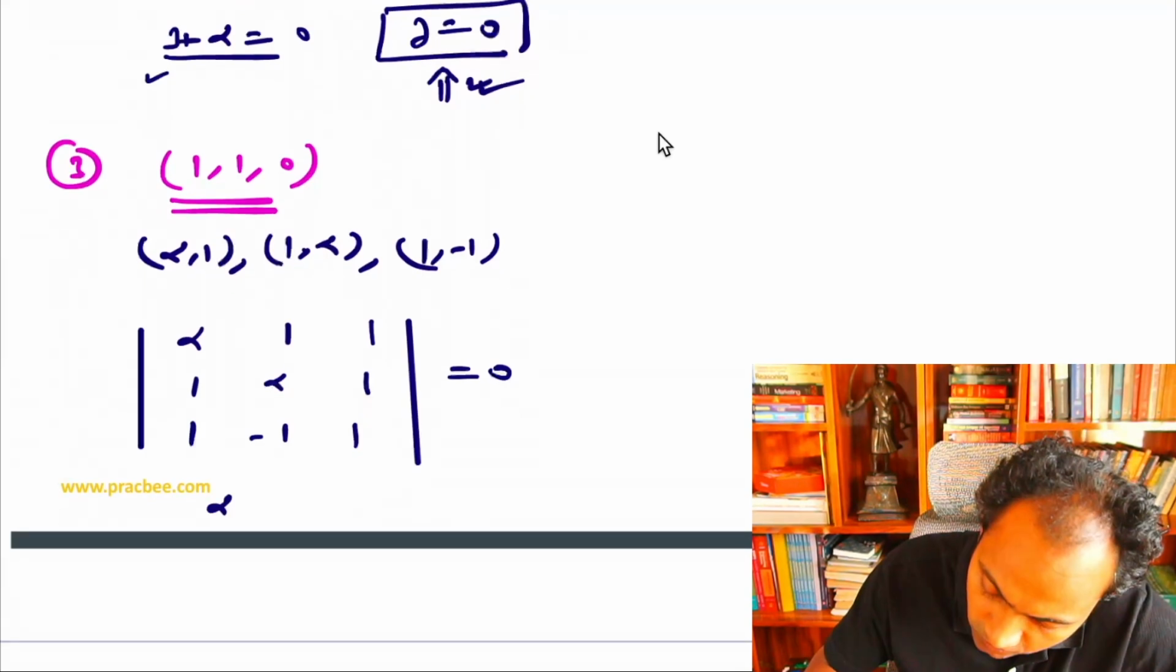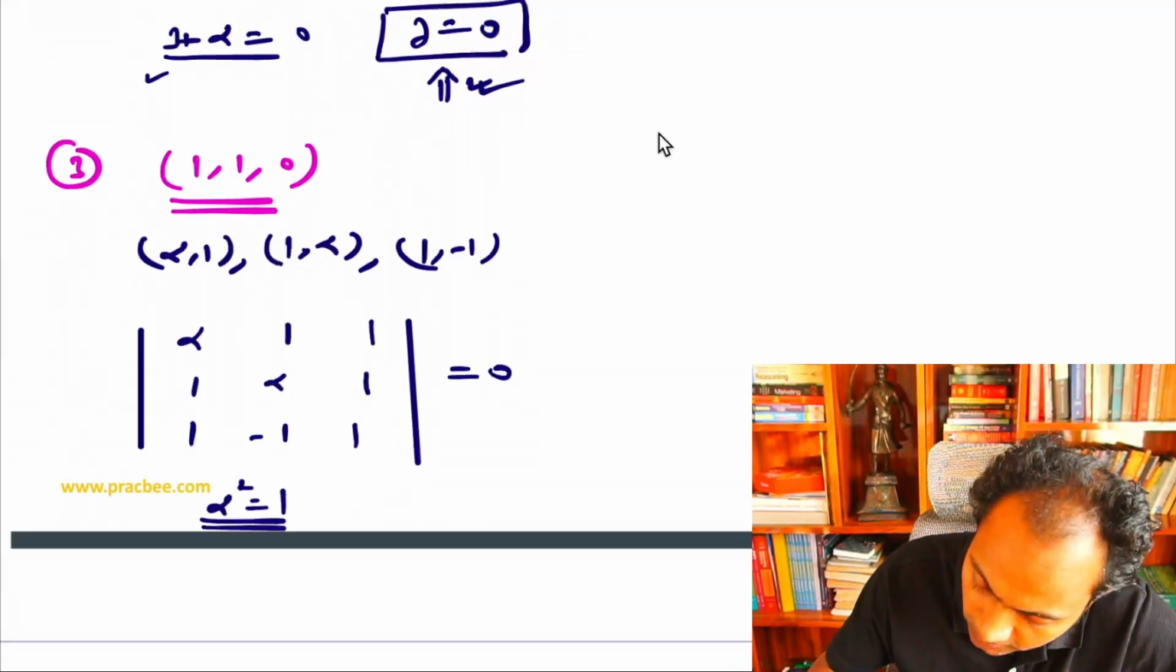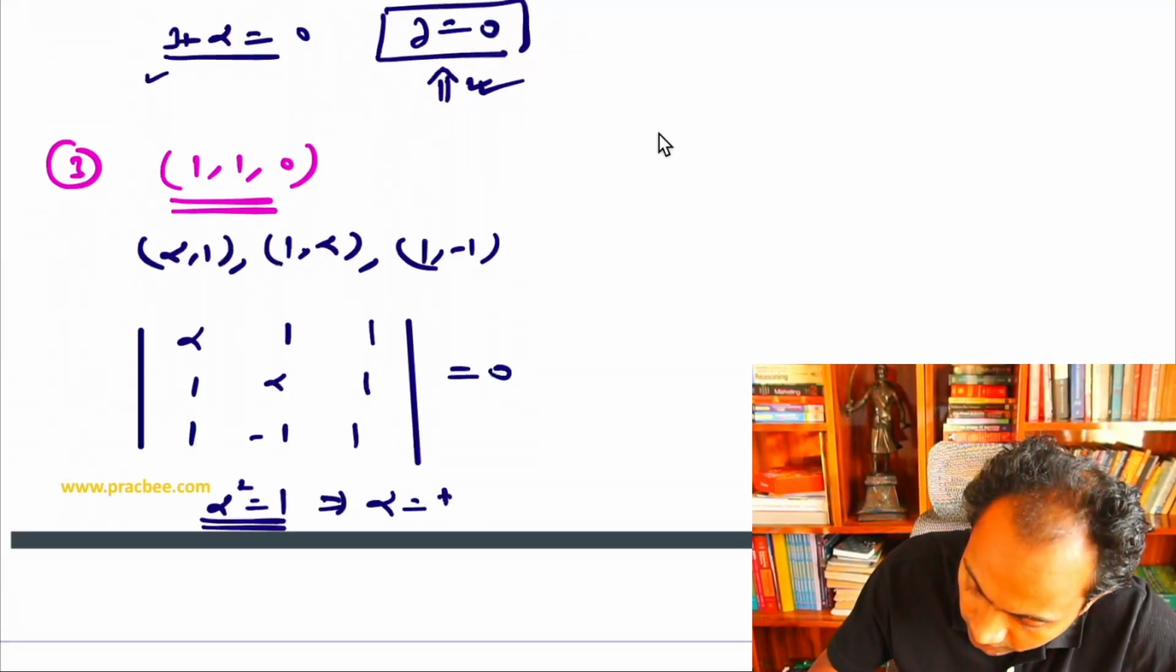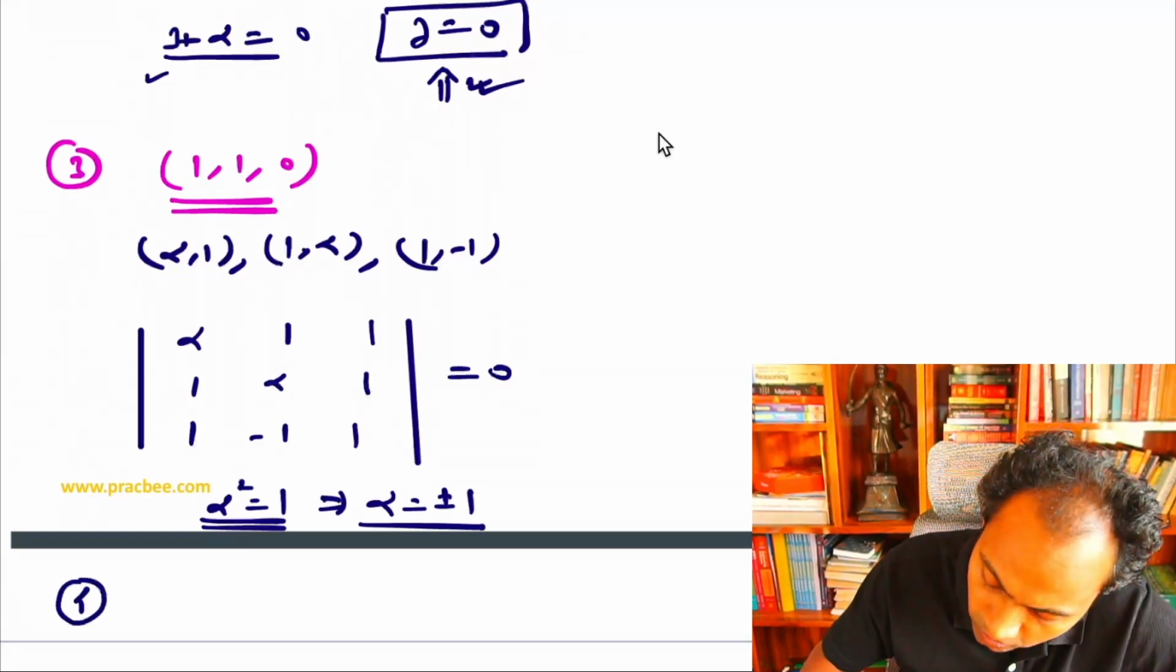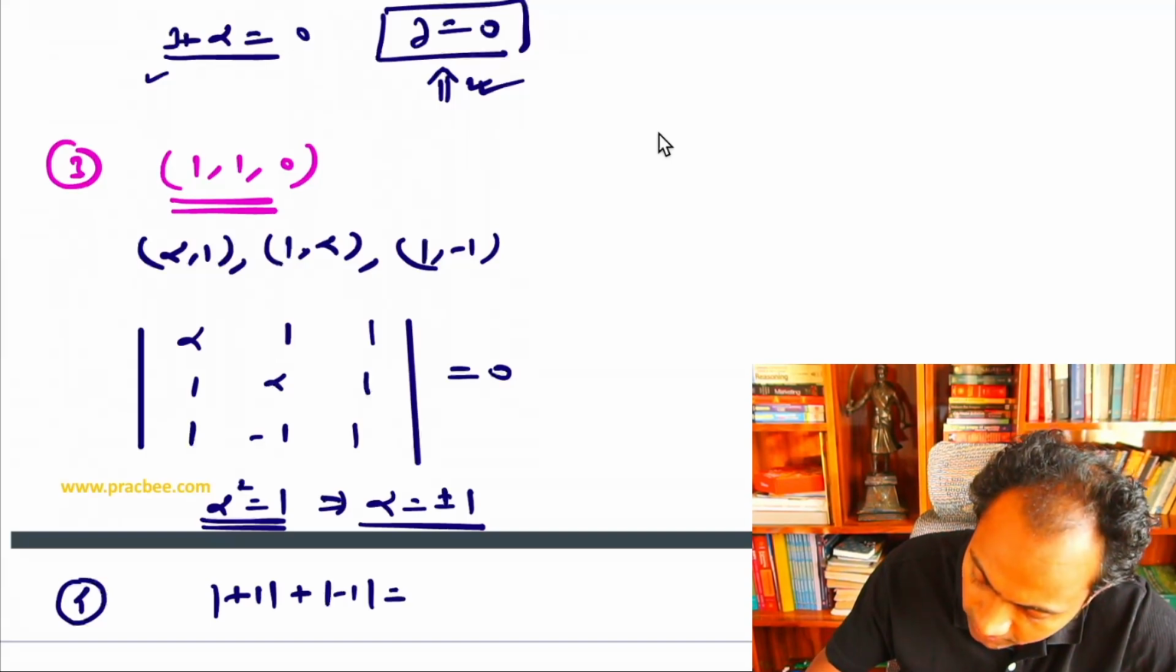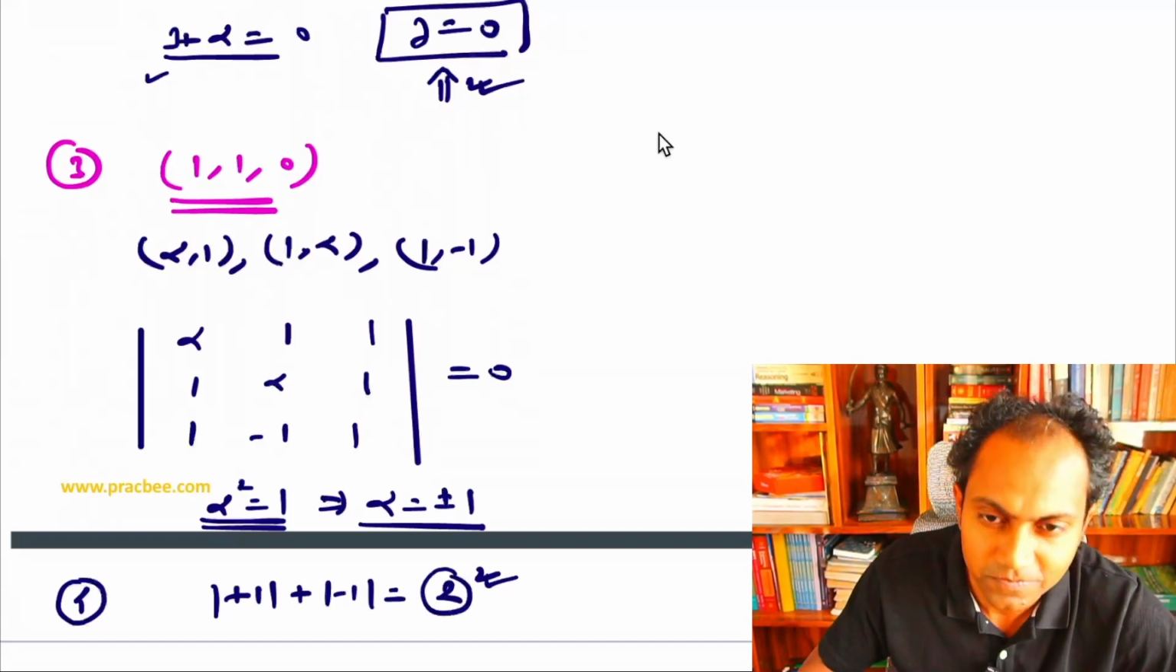If you solve this, what you will get is alpha square is equal to 1. So two values of alpha we will get, plus or minus 1. What they are asking in the fourth part is the sum of absolute values. If I take the absolute value of 1, it will become 1. For minus 1, it again becomes 1, and the answer comes out to be 2.